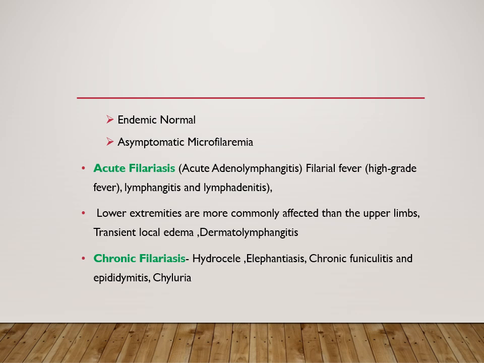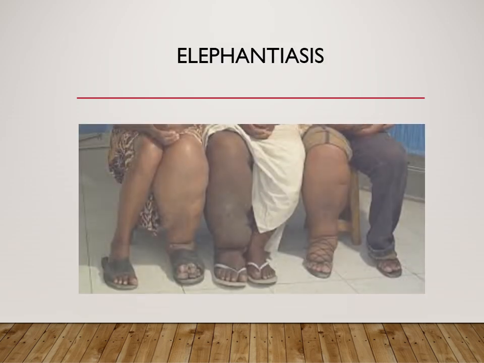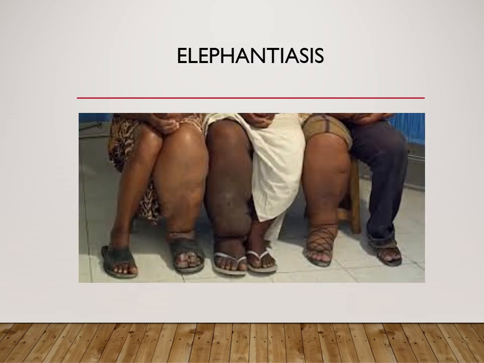Now, this obstruction can lead to hydrocele, elephantiasis, chronic funiculitis, epididymitis, and chyluria. So there can be inflammation of these, and in chyluria there can be chyle in the urine. That is, white colored urine will come. Here you can see the swelling in the limbs, the lower limb. This is elephantiasis.